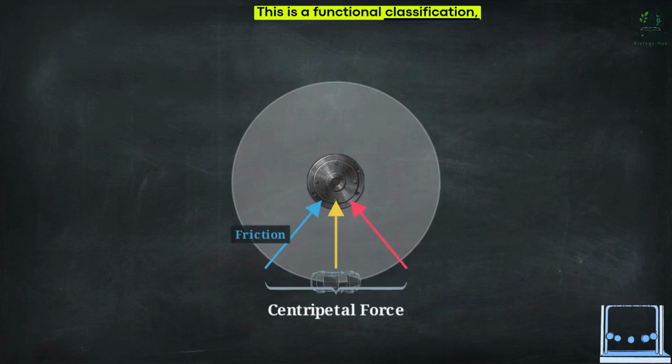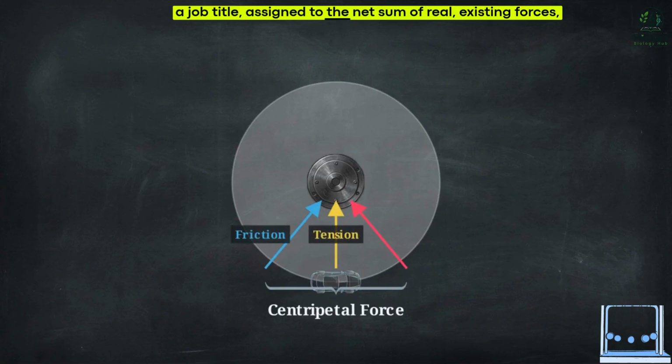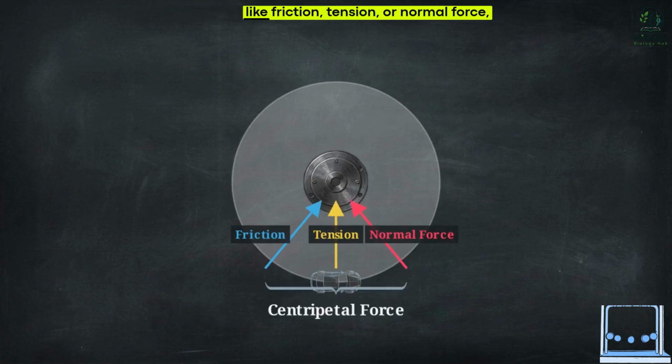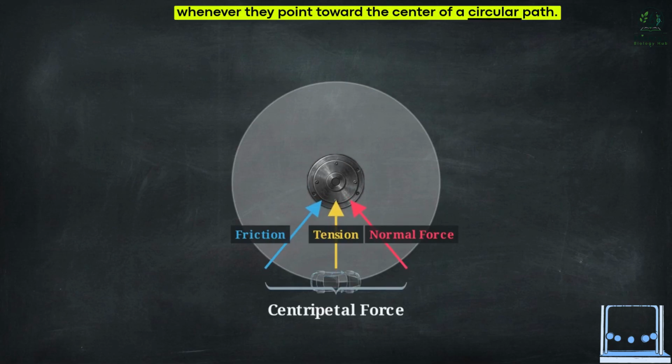This is a functional classification, a job title, assigned to the net sum of real, existing forces like friction, tension, or normal force whenever they point toward the center of a circular path.